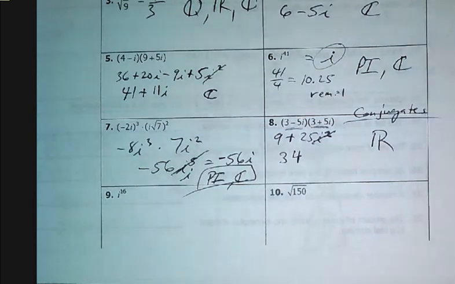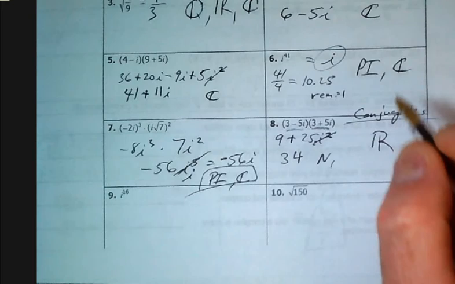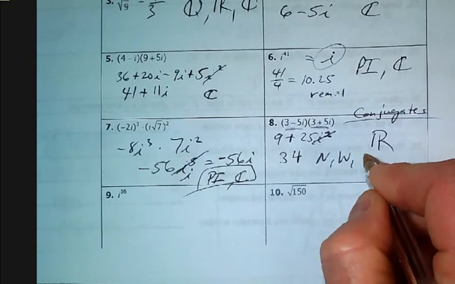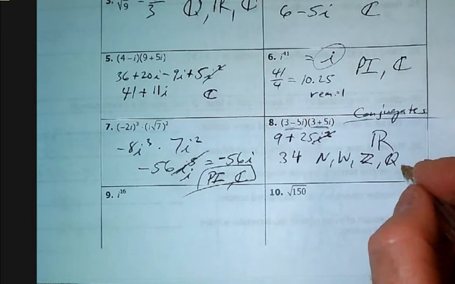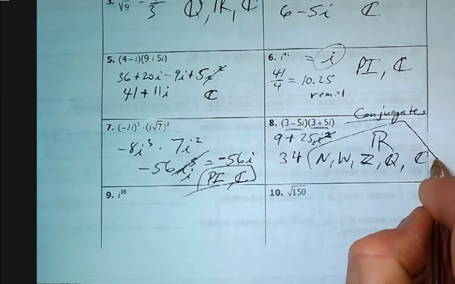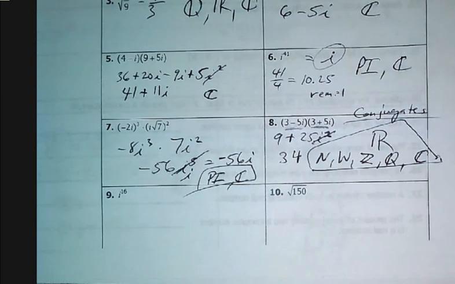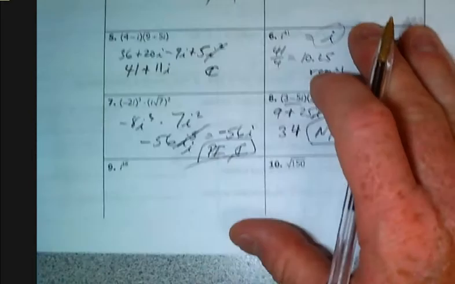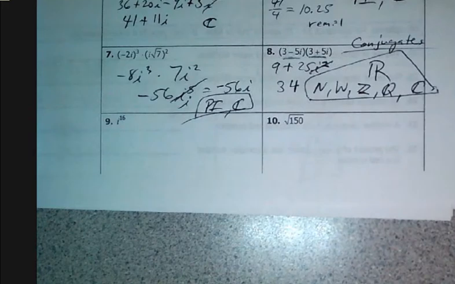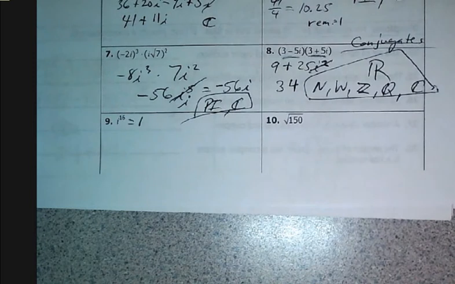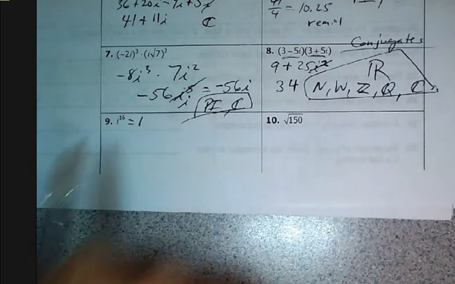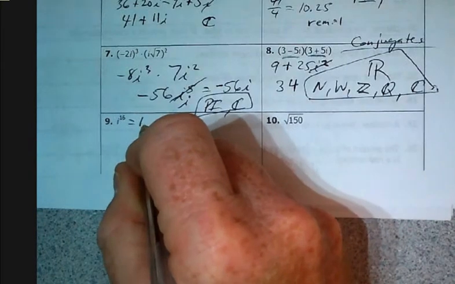So, 34, is that natural? Is it whole? Is it integer? Is it rational? Yes. Is it real? Yes. Is it complex? Yes. There you go. Okay, i to the 16th. Is it imaginary? Yes. When I divide 16 by 4, do I get a remainder? No. So what is it? i to the 4th is 1. When there's no remainder, that matches up with i to the 4th, which is 1. So it's a 1.